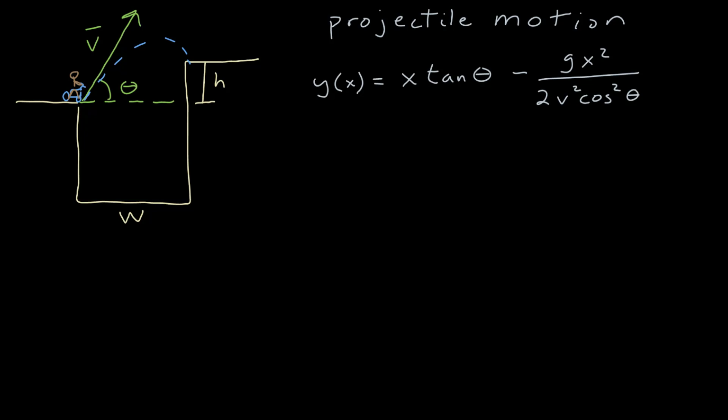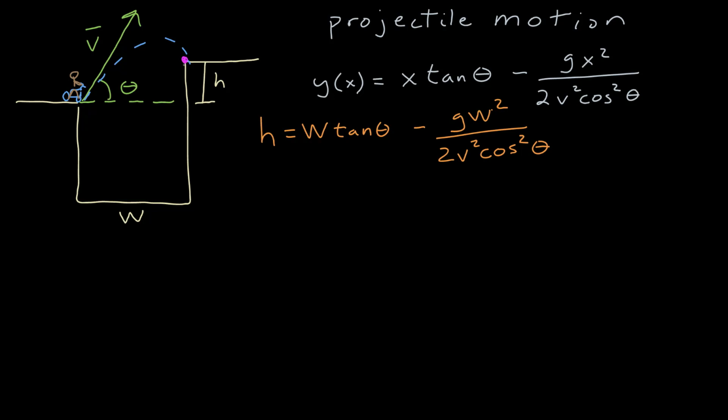Notice that the condition for that is still the same. The minimum velocity is going to be the one that just gets you to that edge, where y is equal to h and x is equal to w. So we can just plug those values in this time, and now just solve for v.